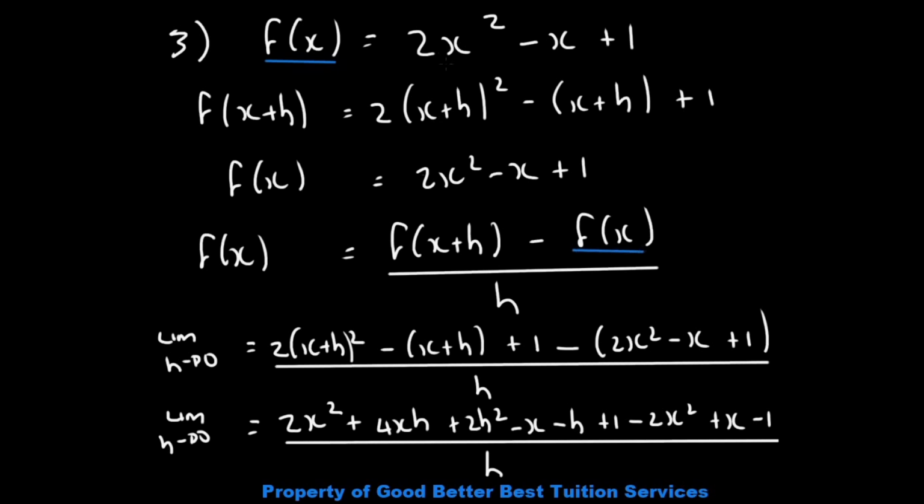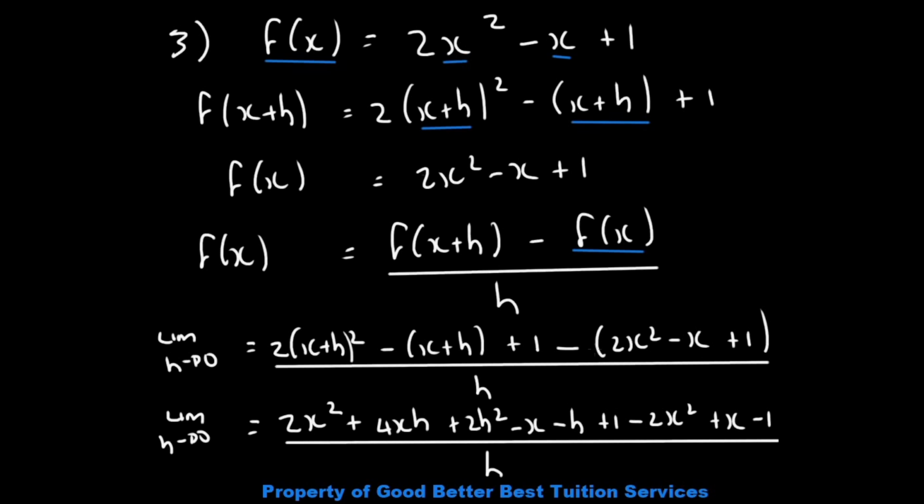And what do we do here? Where we see x, we replace x with x plus h. So it's going to be 2 times (x plus h) squared minus (x plus h) plus 1, minus our original. And so we're going to simplify by multiplying out. That gives me 2x squared plus 4xh plus 2h squared minus x minus h plus 1.